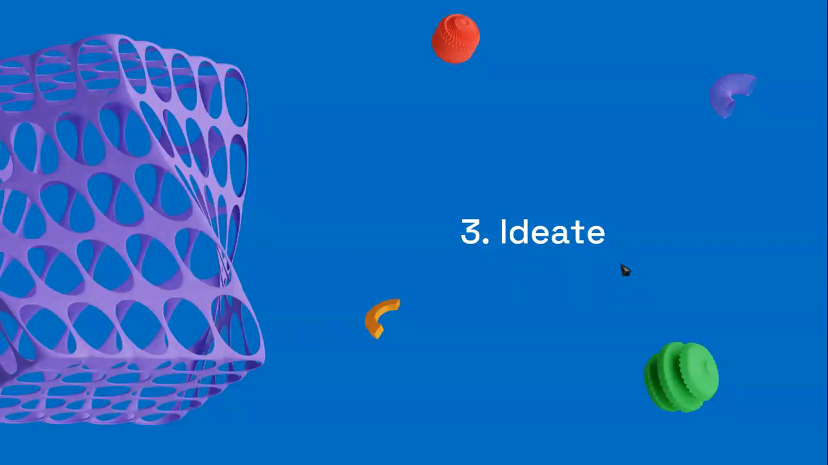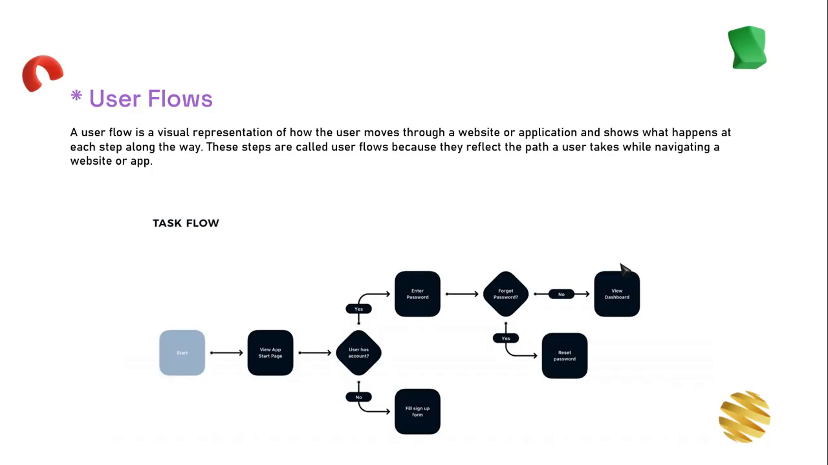Now, another phase is the ideate phase. In this phase, there is majorly only one thing that you need to do, which is, at most times, creating your user flow. A user flow is a visual representation of how the user moves through a website or application and shows what's happening at each step along the way. These steps are called user flows because they reflect the path the user takes while navigating a website or app.